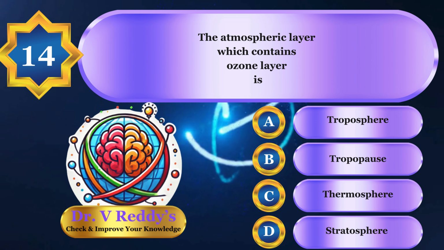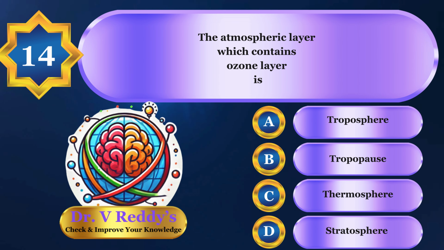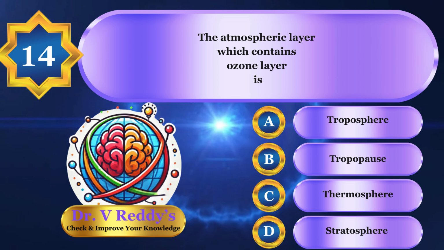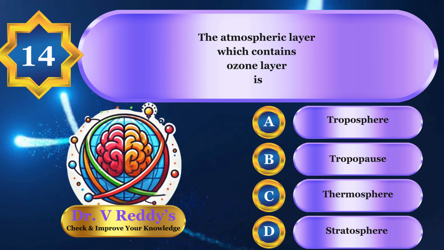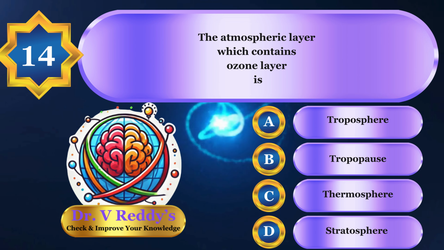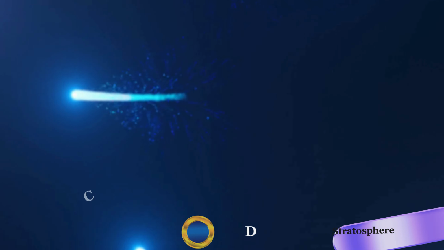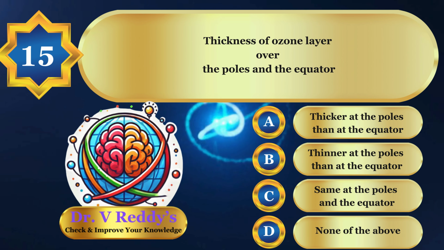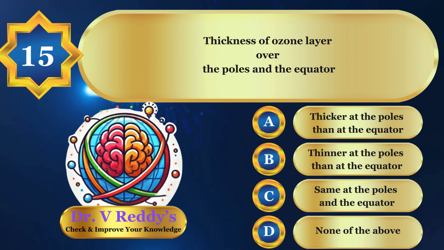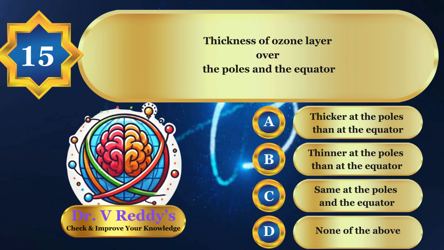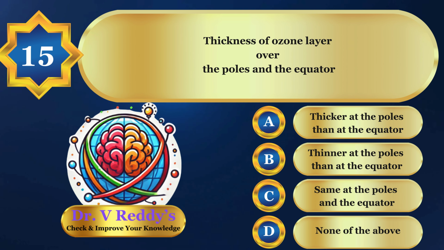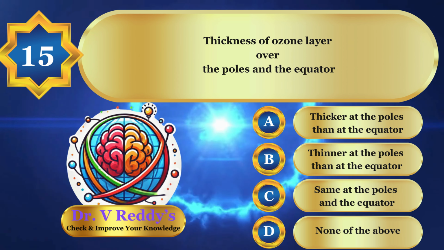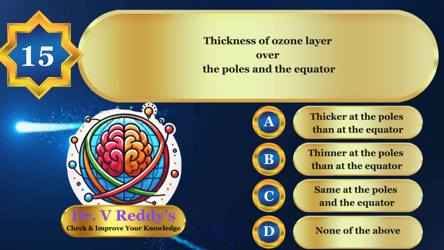14. The atmospheric layer which contains ozone layer is A. Troposphere, B. Tropopause, C. Thermosphere, D. Stratosphere. 15. Thickness of ozone layer over the poles and the equator. A. Thicker at the poles than at the equator. B. Thinner at the poles than at the equator. C. Same at the poles and the equator. D. None of the above.